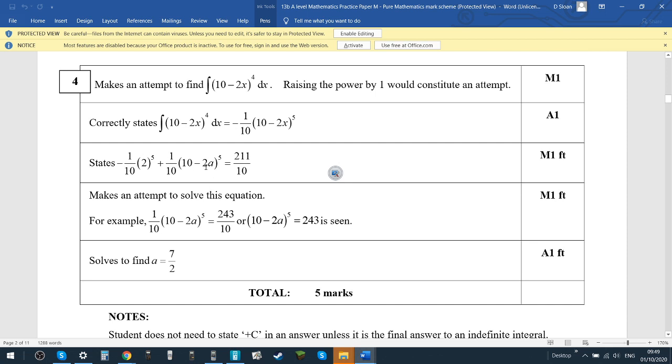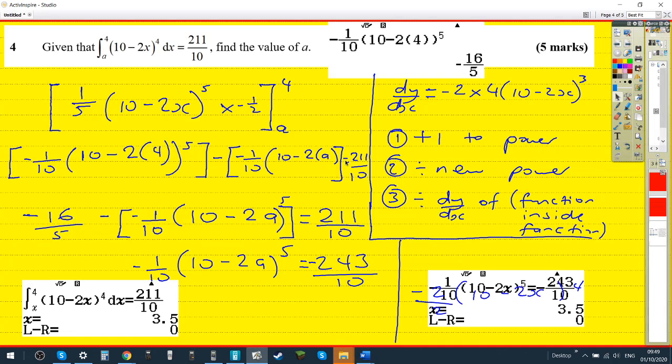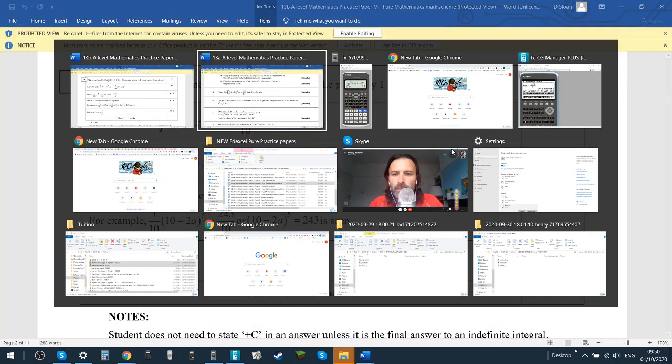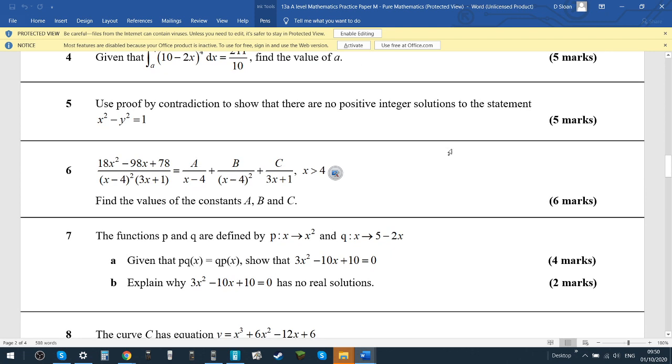Let me see. It states this, makes an attempt to solve this equation. 243 is seen. Yeah. Okay. And if you're ever stuck, you can always just manually solve it, like times both sides by 10, all that. Any questions there? No. Okay, question 5.